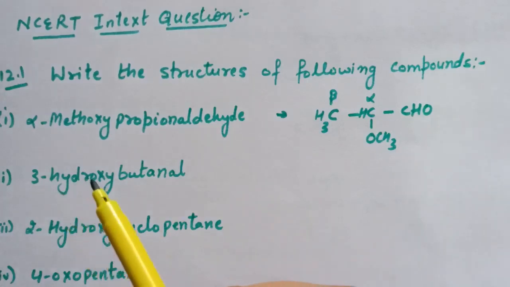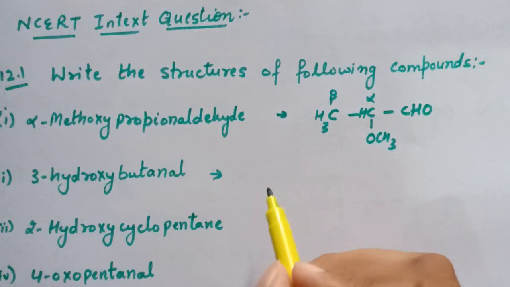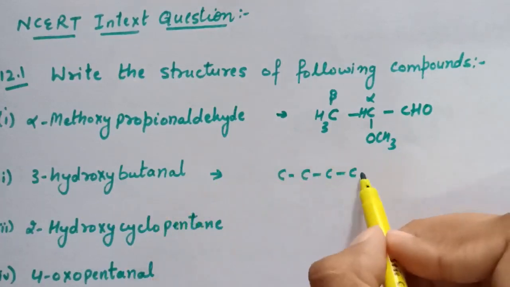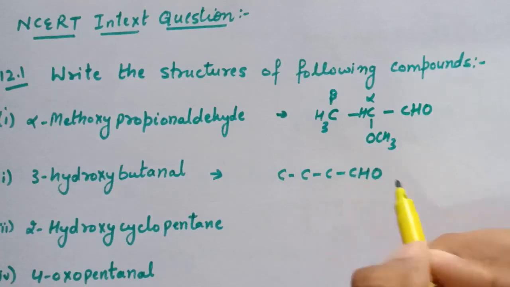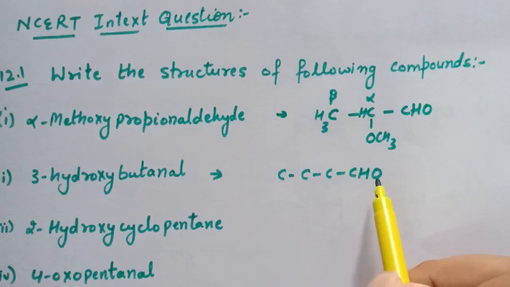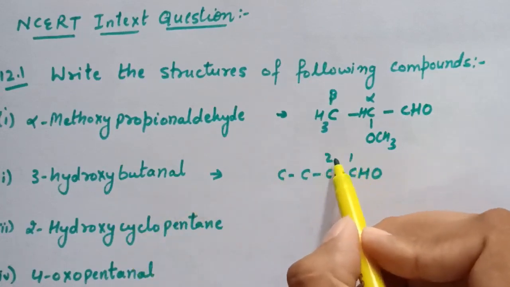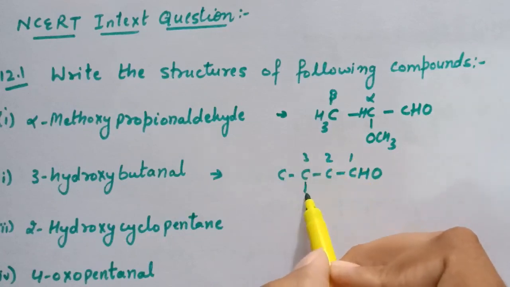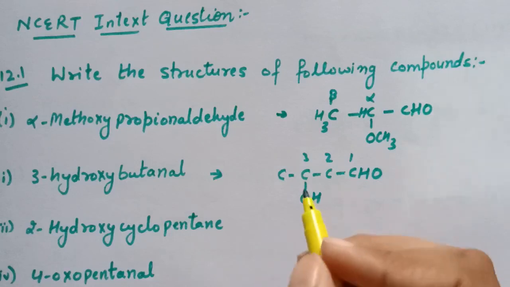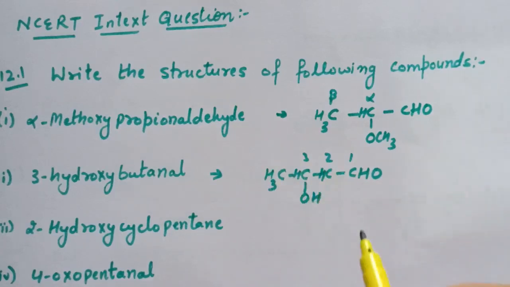Second is 3-hydroxybutanal. Butanal means the functional group is aldehyde, so 4 carbons, and here the CHO group is placed. Now with respect to this CHO, at third position a hydroxy group is there. So 1, 2, 3. Hydroxy, that is OH. So the OH group is present at third position. Now complete all the valencies by placing hydrogen atoms.